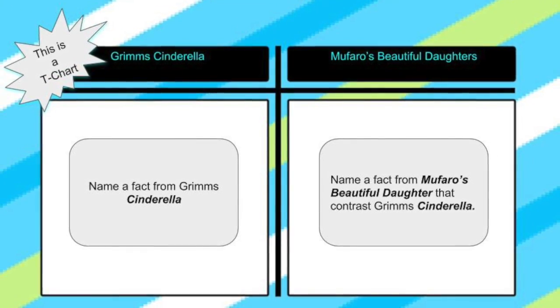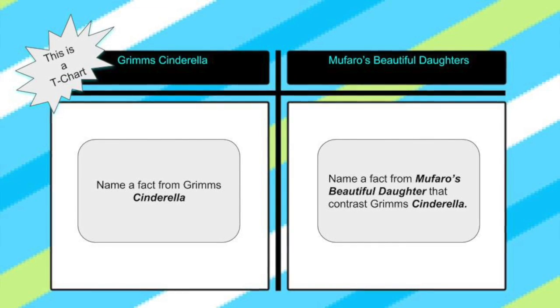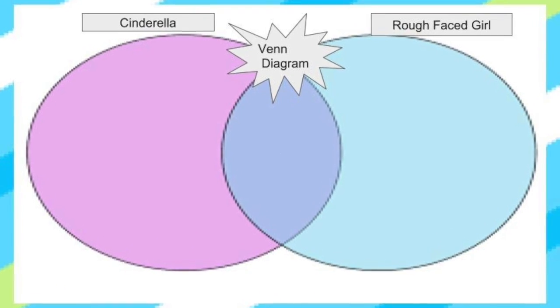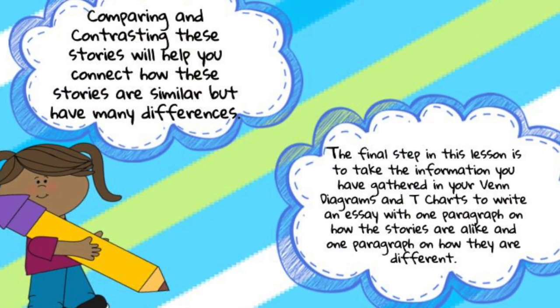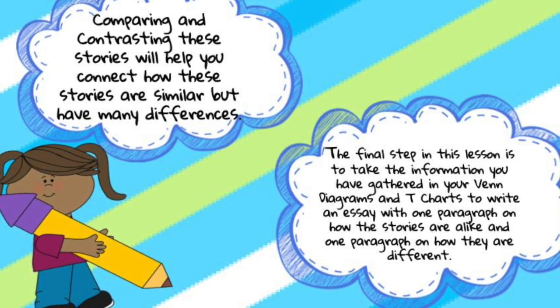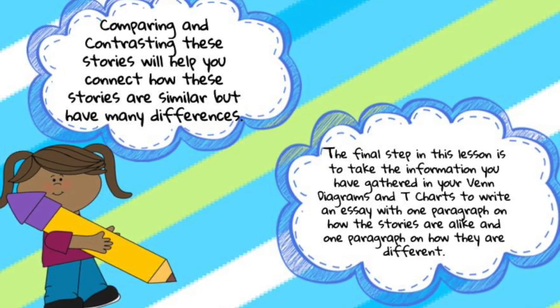For example, in Grimm's Cinderella there is a prince, and in Mufaro's Beautiful Daughter there is a king. If you would rather use a Venn diagram, you may. As you can see, comparing and contrasting stories will help you connect these stories and see how they have a lot of similarities and a lot of differences.